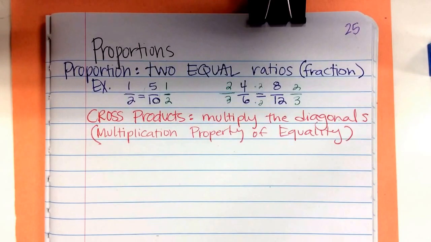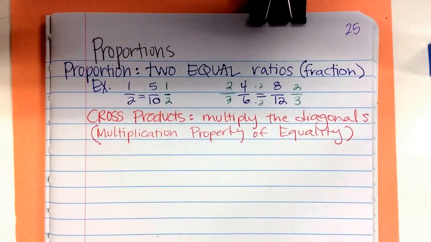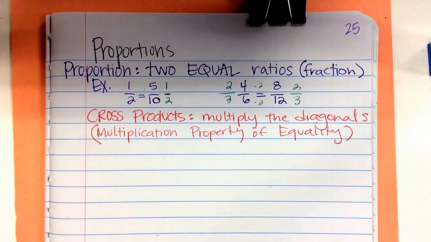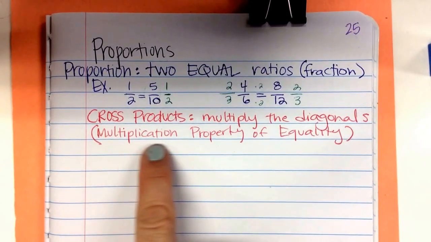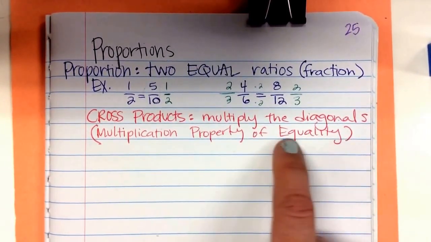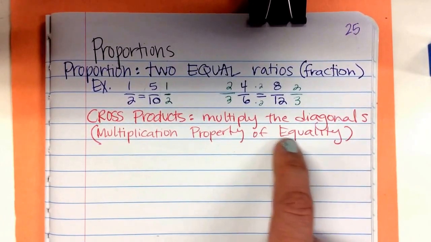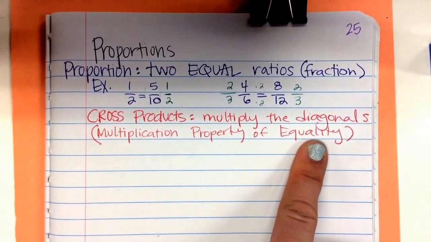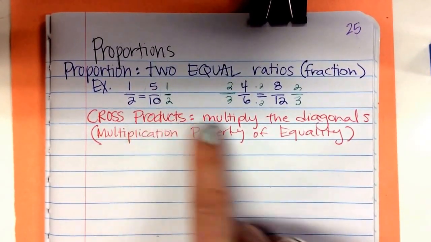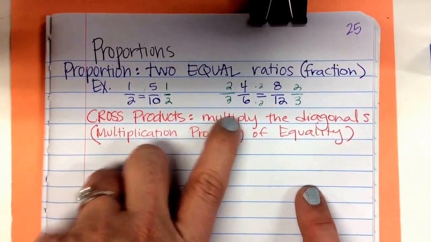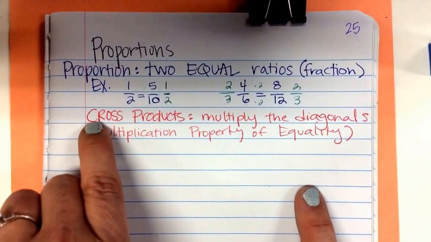We're going to use cross products with math. That's as easy as it gets. We cross product, multiply the diagonals. And what we're looking for is the multiplication property of equality. What do you think this means? What do you think equality means? Equal. If we multiply, we're looking to see if they're equal. Multiplying to see if they're equal. Again, multiply the diagonals, cross product.